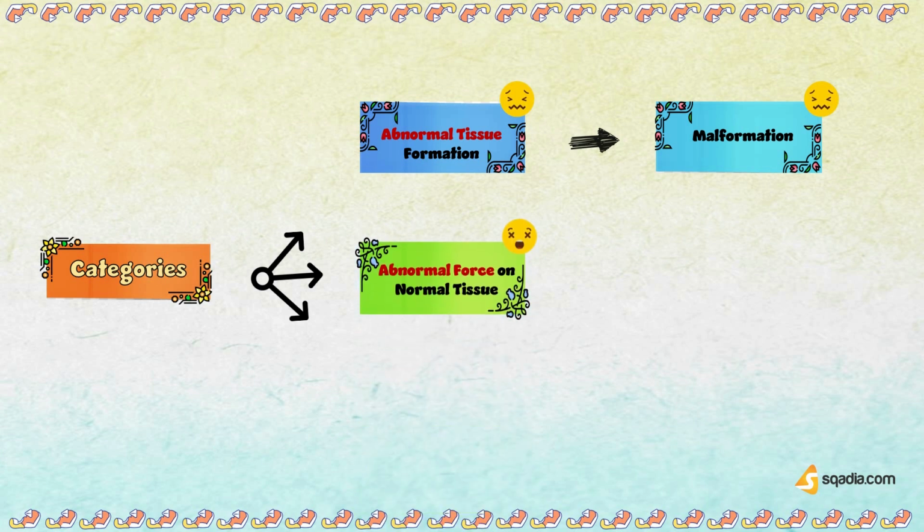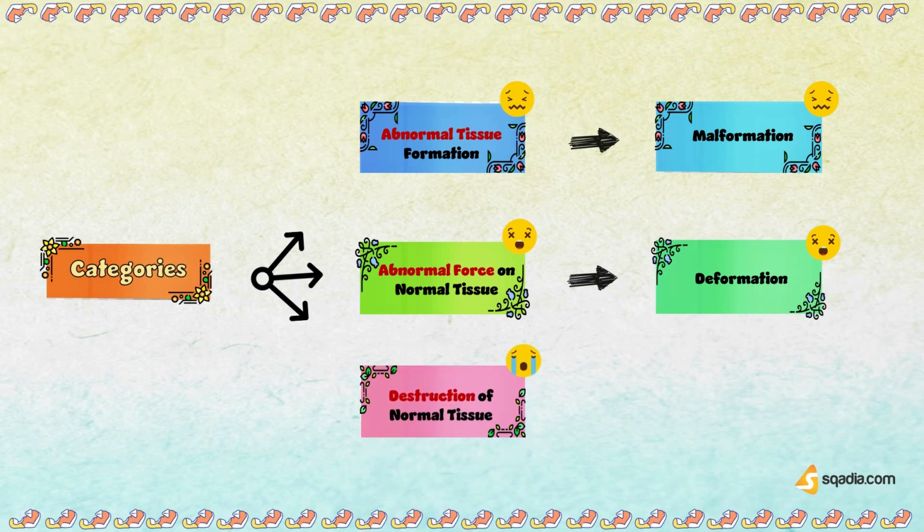Second is the abnormal forces on normal tissue. That leads to deformation or deformation sequence. While third is the destruction of normal tissue. That leads to disruption or disruption sequence. Class, is this enough? No, ma'am. I need a comparison chart between malformation, deformation, and disruption, containing etiology, differences, and examples in detail.